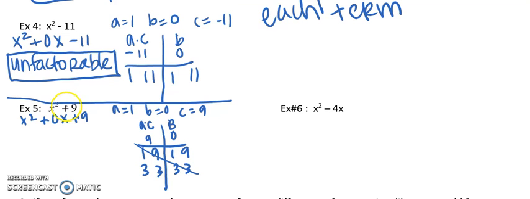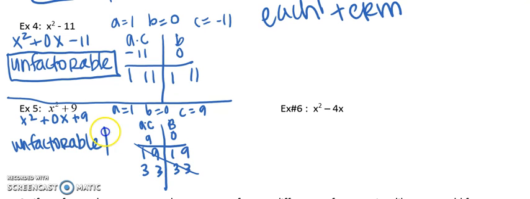You may have been tempted to say that this answer was x plus 3, x minus 3, if you were to use this shortcut up here called the difference of squares. But watch out. We said that there needed to be a minus in the middle, and this one has a plus sign. So this one is also unfactorable.